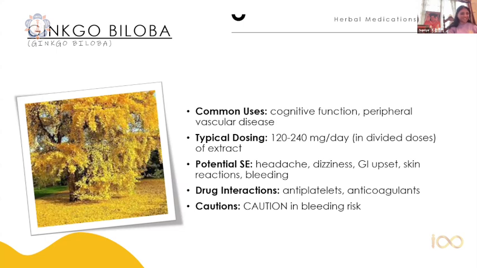It can cause headaches and dizziness, again, GI upset, skin reactions, and a very, very small incidence of bleeding. So do be cautious if you're using antiplatelets or anticoagulants with this medication, because it does contain the ginkgolides, and those have antiplatelet effects. So it can compound your risk of bleeding. So be cautious in bleeding risk.